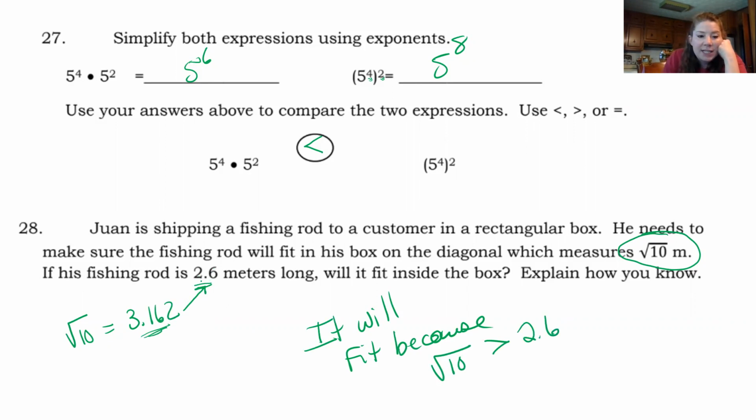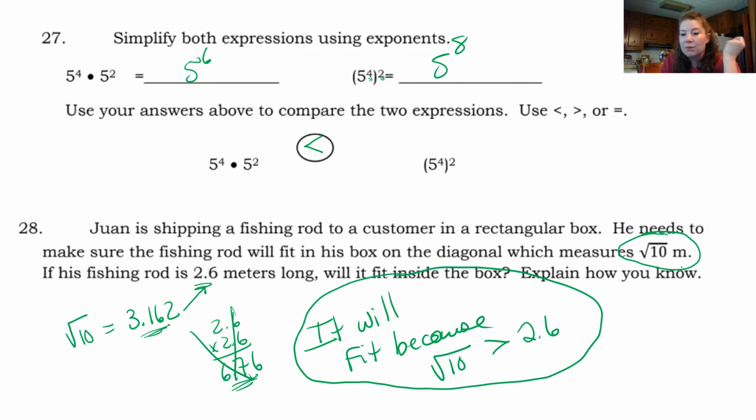The other thing I could do is I could square 2.6. 2.6 times 2.6. So 2.6 squared is 6.76. And since I need to fit it in an area, I don't do this, just do this. I don't want to confuse you. Just find the square root of that radical. And if that answer is bigger than the fishing rod, then the fishing rod will fit.